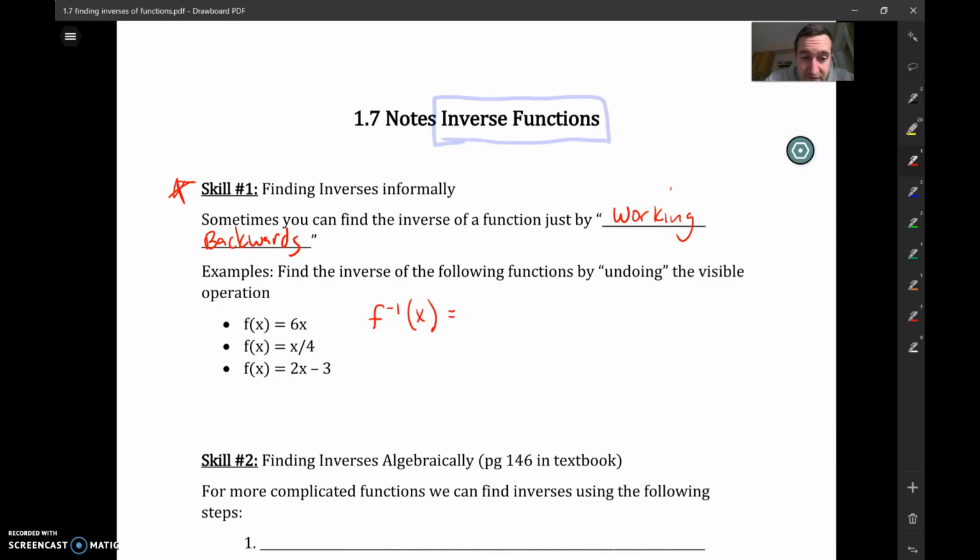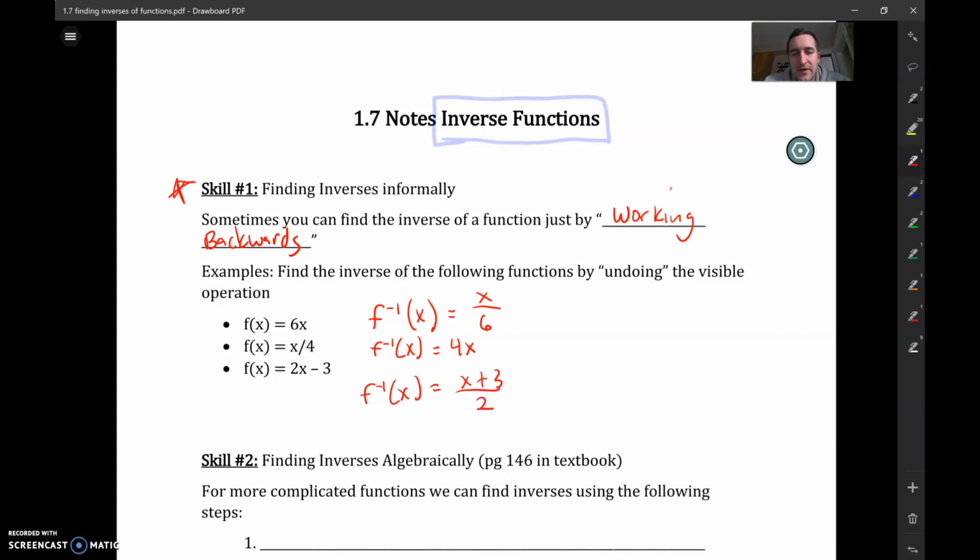So what's the inverse of 6x? Well, it's x divided by 6. Instead of 6 times x, it's x divided by 6. What about this next one? f of x is x divided by 4. Well, the inverse would be 4x. Instead of being divided by 4, you're being multiplied by 4. And then the last one, f of x equals 2x minus 3. That's 2 times x minus 3. Well, the inverse would be x plus 3 divided by 2.